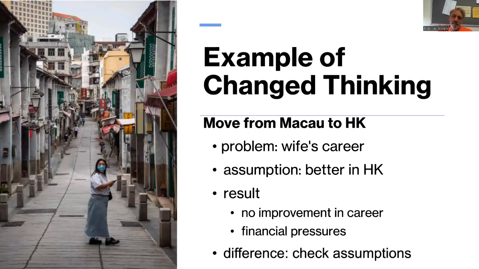So in terms of making assumptions, it was really important to check assumptions there, before we went ahead and made this key decision and key move, right? And just see, maybe she should have gone to Hong Kong initially while I stayed in Macau, right? That could have been possible, or we could have done a lot more investigation, I think.